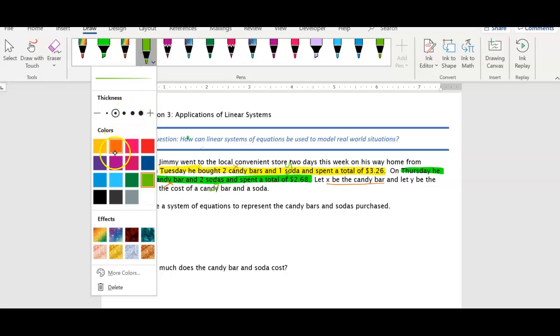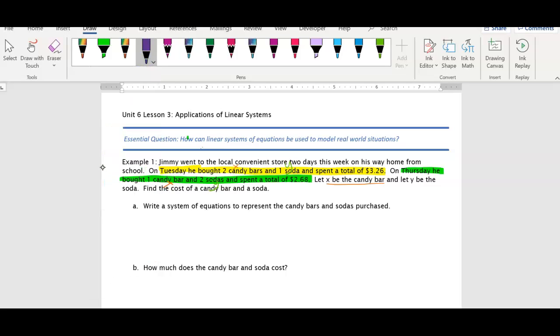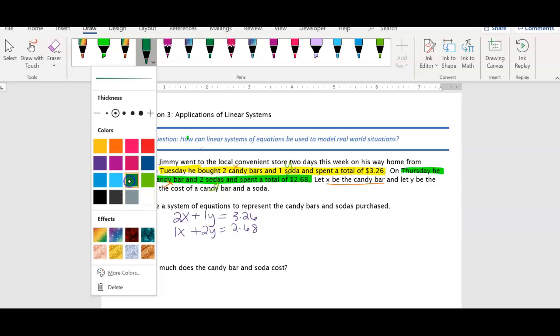So I'm going to create my first equation. So 2 candy bars means 2X. And in addition, plus, he bought 1 soda, so 1Y. And he spent a total equals $3.26. And then on day 2, he bought 1 candy bar, 1X, and 2 sodas, so 2Y, and it equals a total of $2.68. So we have our system of equations, and now we can figure out what the cost is going to be by solving the problems.